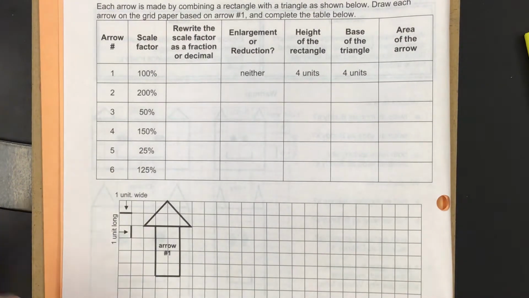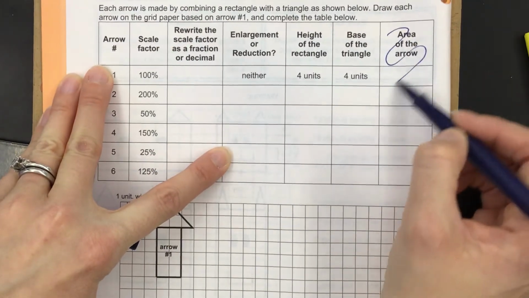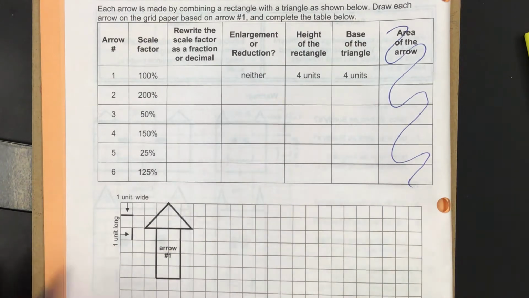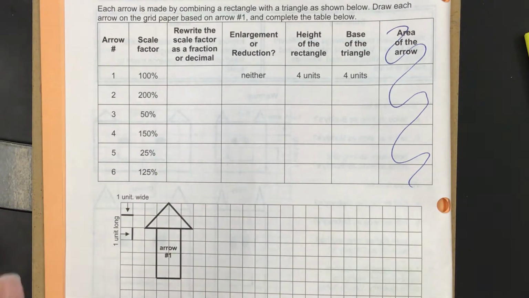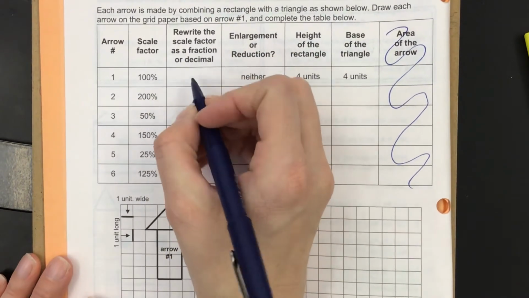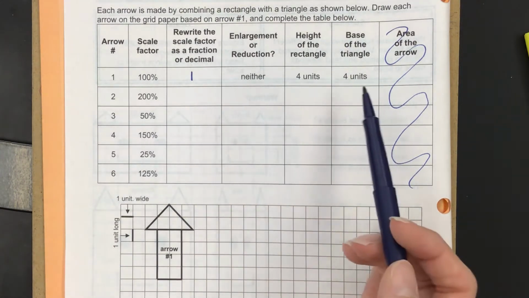We don't need to worry about this last column. We're not going to dip into the area of the arrow right now. We're just going to focus on the proportions for this. Now, scale factors can be written as a percent, a decimal, or fraction. So if you have a scale factor of 100%, then if we move the decimal place over 2 spaces, we would say it has a scale factor of 1. So basically, it's staying the same.